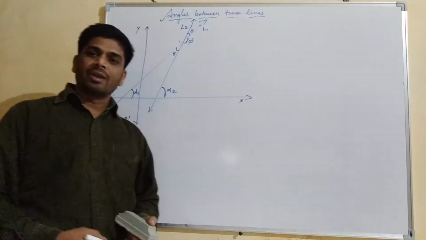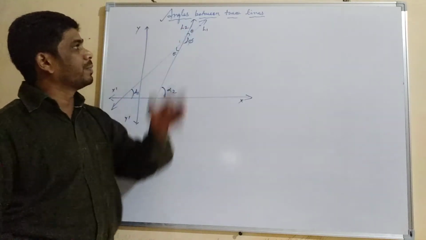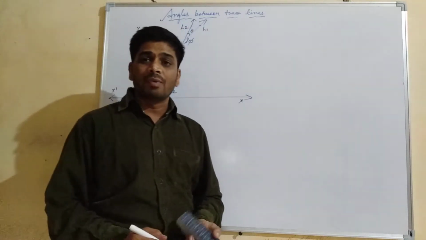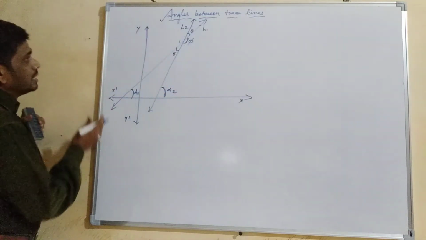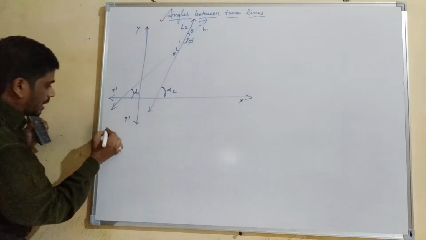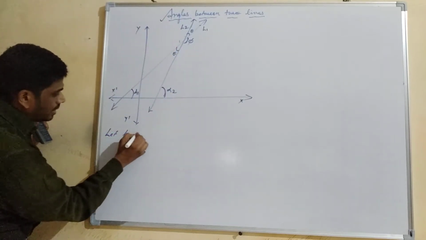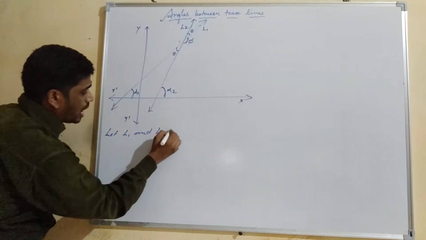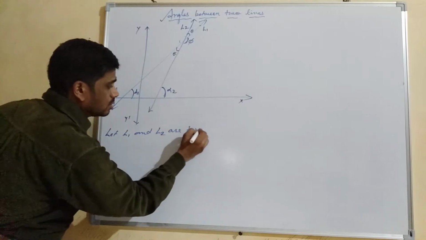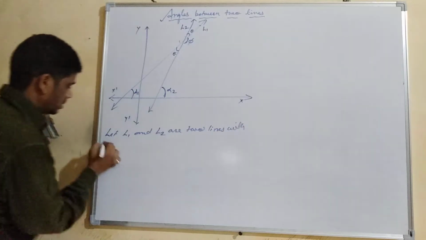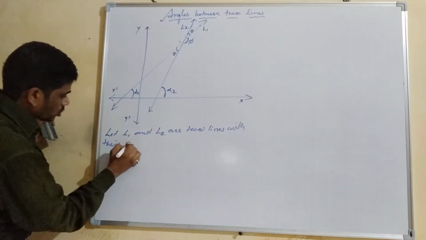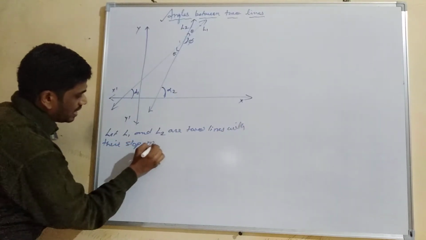Everyone, today we are going to learn the angle between two lines. Here we will discuss the angle between two lines with their slopes. So let L1 and L2 be two lines with their slopes M1 and M2.